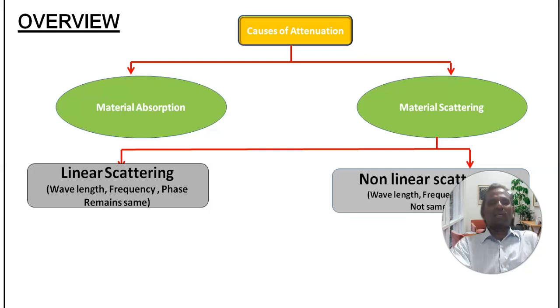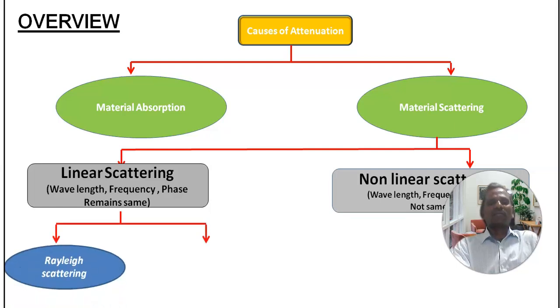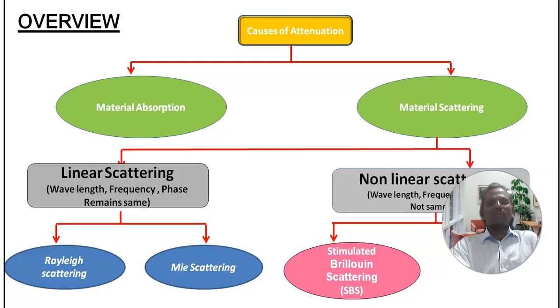If the wavelength, frequency and phase remain the same, then you call it linear scattering. Your input and output wavelength, frequency and phase will be the same, whereas if there is a change in wavelength, frequency or phase, then you call it non-linear scattering. The phase will be different, that is called non-linear scattering. Linear scattering is again divided into Rayleigh scattering and Mie scattering. Likewise, non-linear scattering is divided into stimulated Brillouin scattering and stimulated Raman scattering.